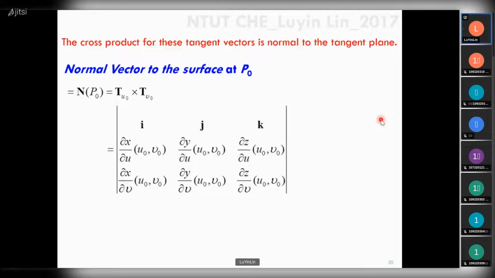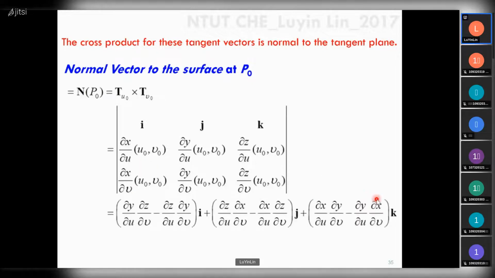You know how to calculate a cross product, right? Just put a T_u0 here and a T_v0 here. The only difference is that they are the partial derivatives with respect to u and v. And do the calculation here. You have to remember this.